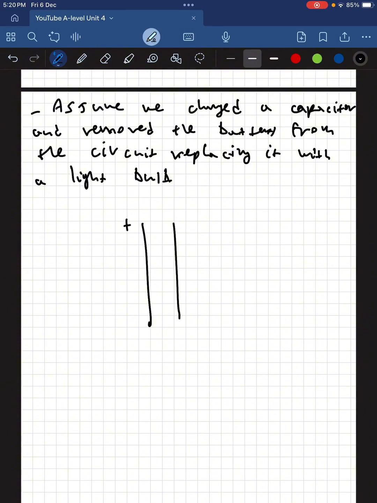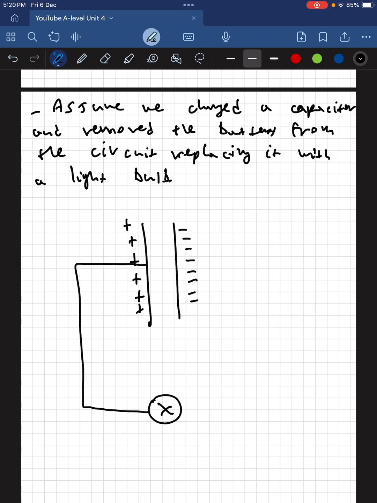This is our capacitor, and as promised, we said that it is charged, okay? So instead of the battery, we now have a light bulb, okay? And this is the symbol for a light bulb. We have a resistor. As we discussed, we need a resistor in our circuit. Now, what's going to happen once I remove the battery and install the light bulb?